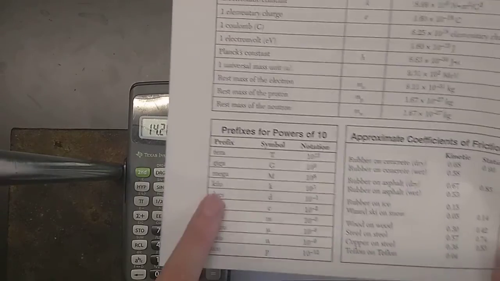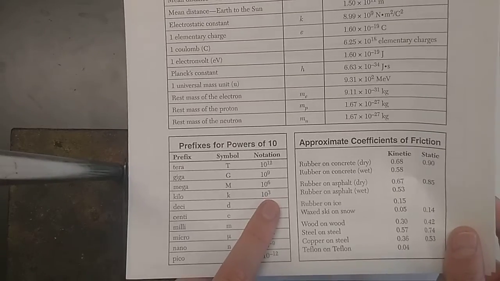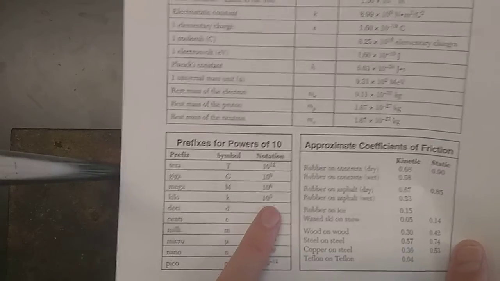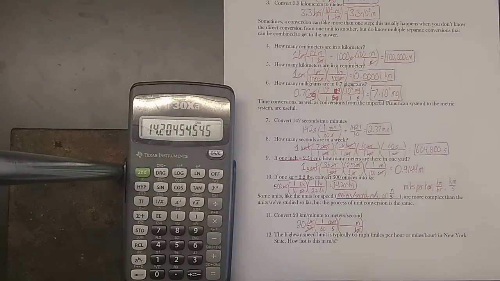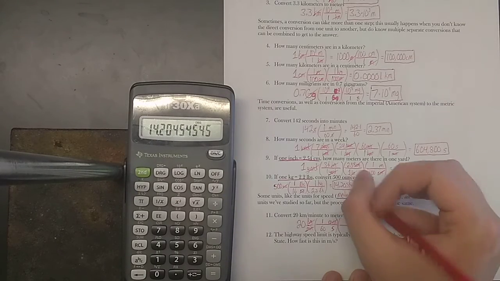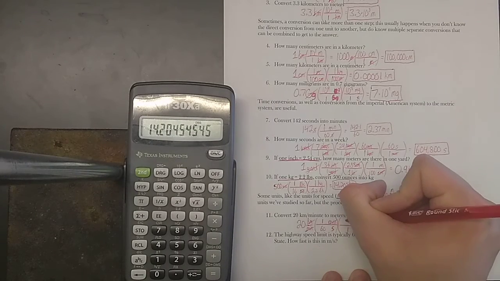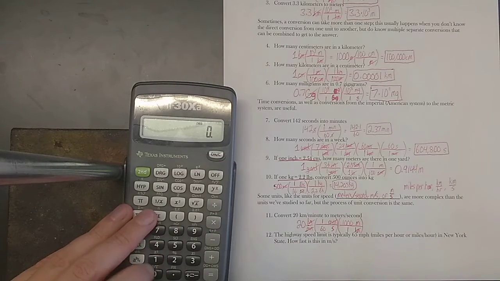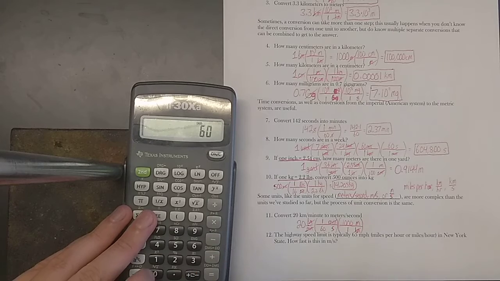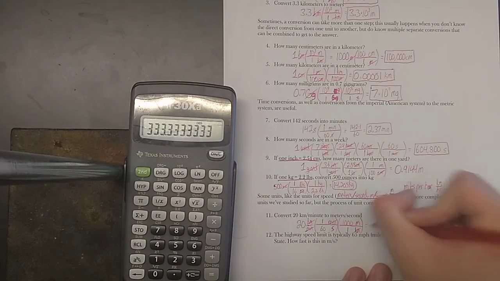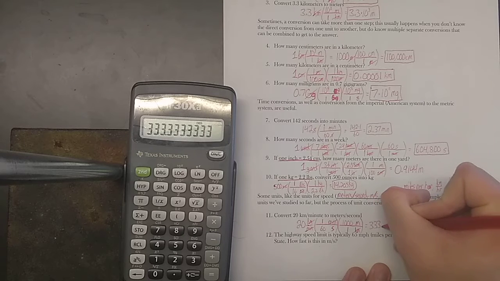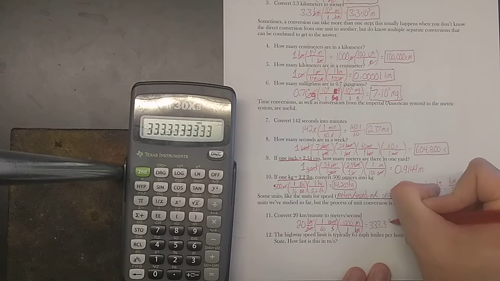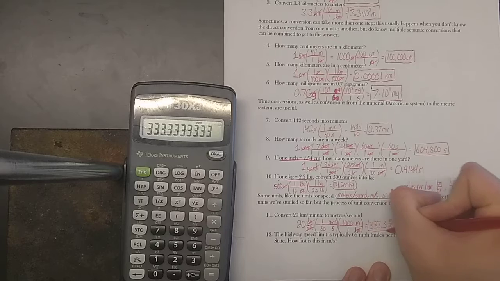Using my chart, I know that kilo means 10 to the third, which means since a kilometer is very big, it takes 10 to the third meters to equal 1 kilometer. 10 to the third, as we've done before, is 1,000. So this time I will do 20 divided by 60 times 1,000, and I get 333.3 meters per second. Let's see if the answer makes sense.